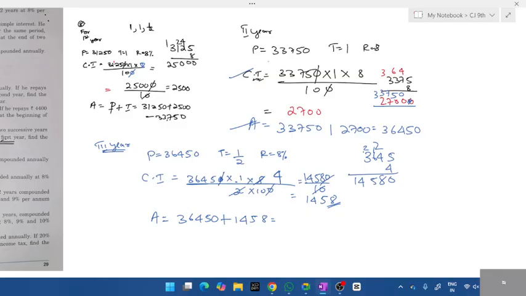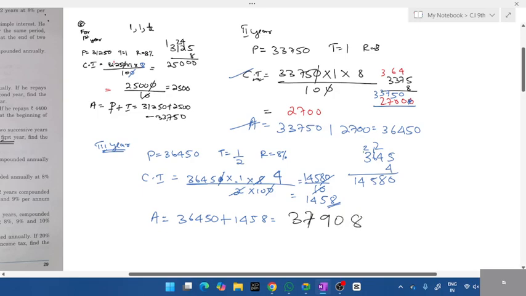37. Okay, check the answer in textbook here. 37,988. 36,450 plus 1,458.